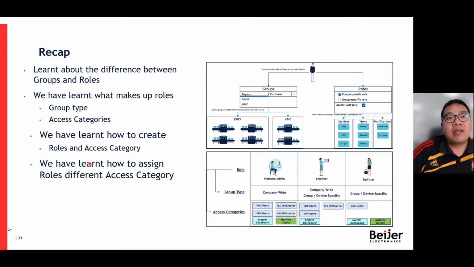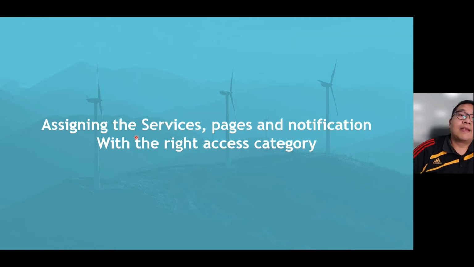Then we also learned how to create roles and access categories and how to assign them as well. So I hope that was clear. Moving on to the next part, we'll talk about assigning the different services, pages, and notifications to the right access category.